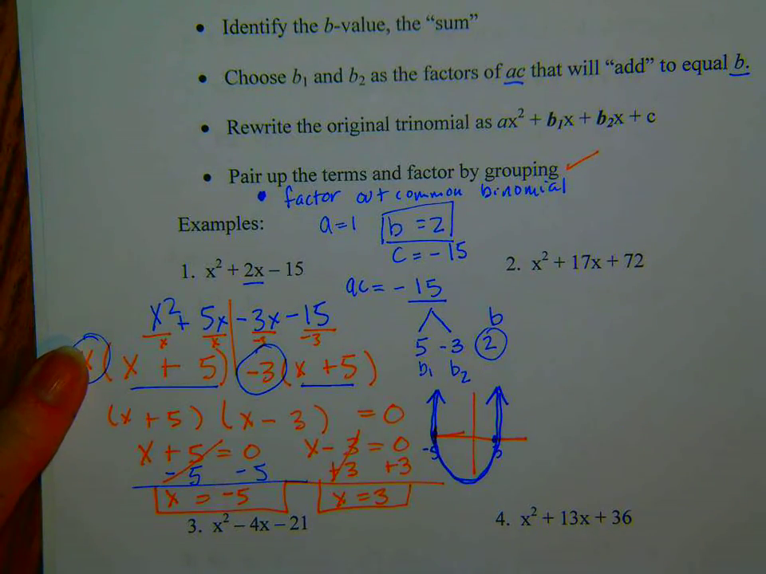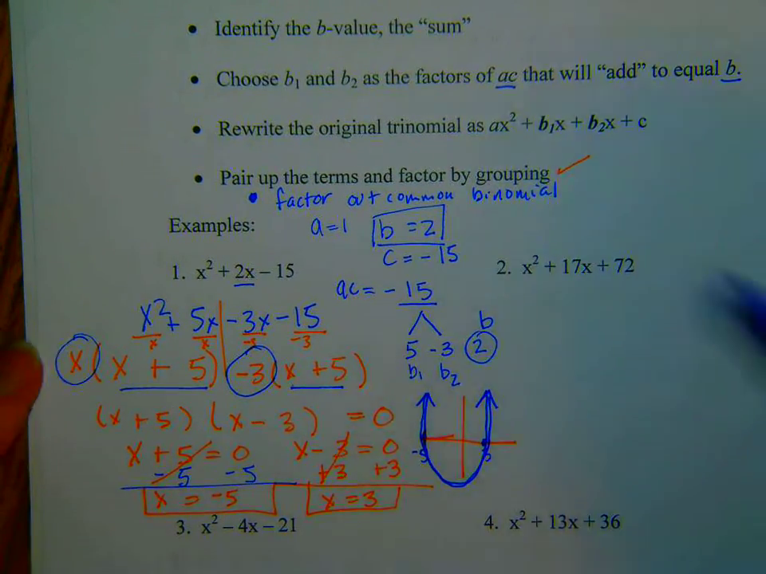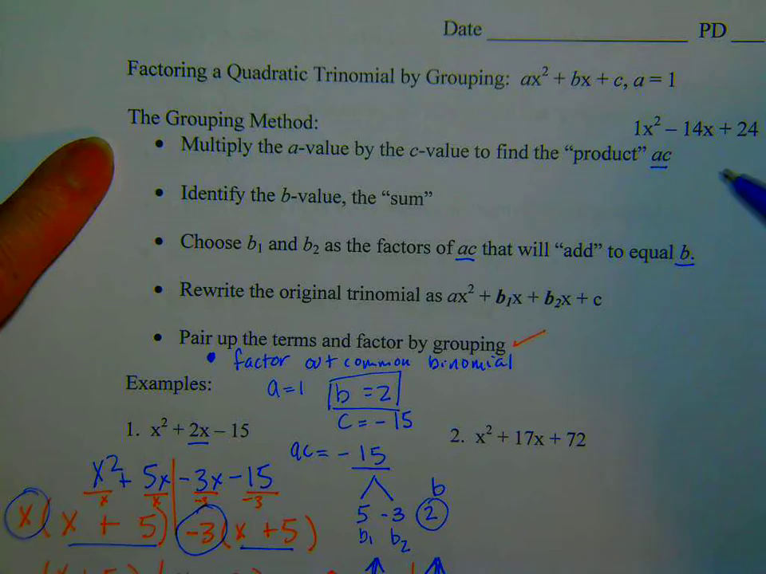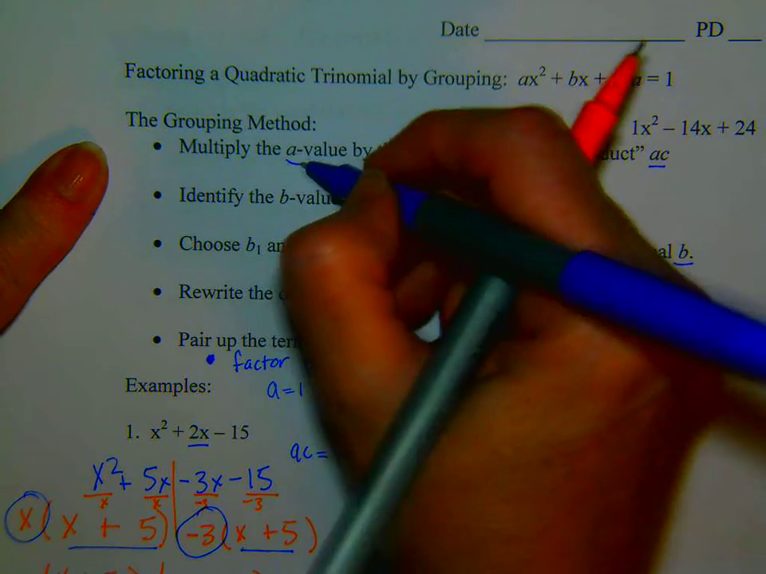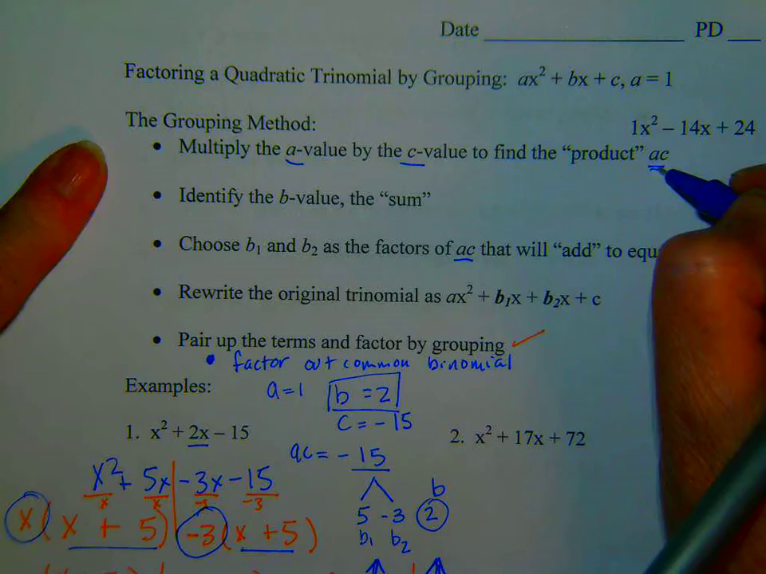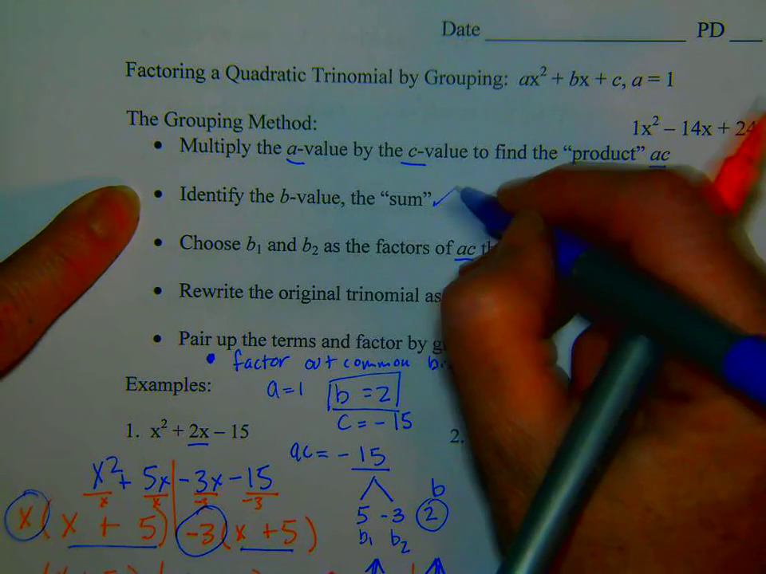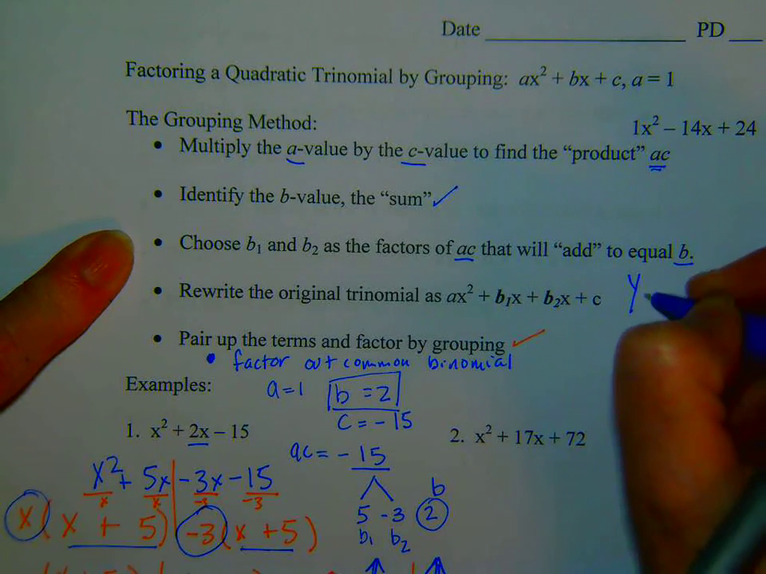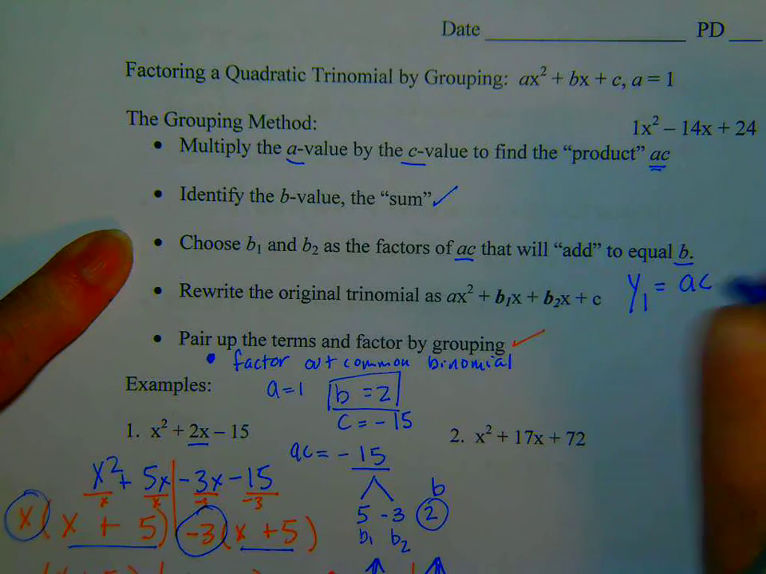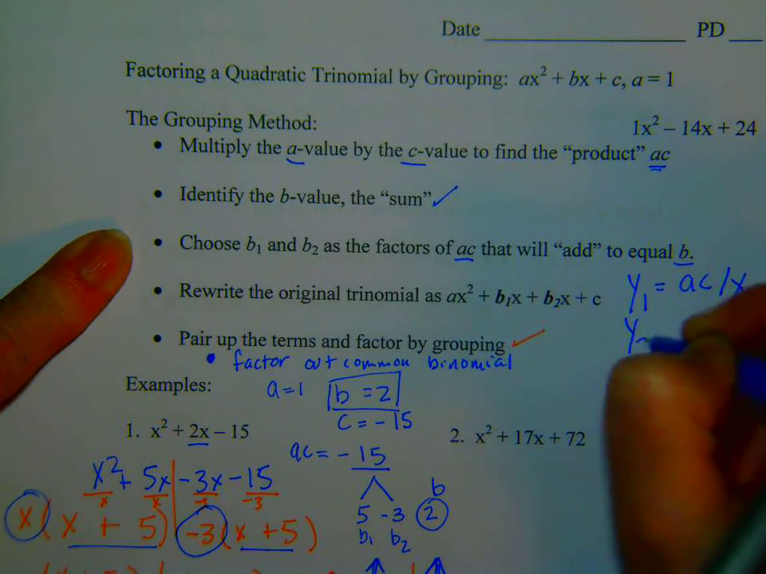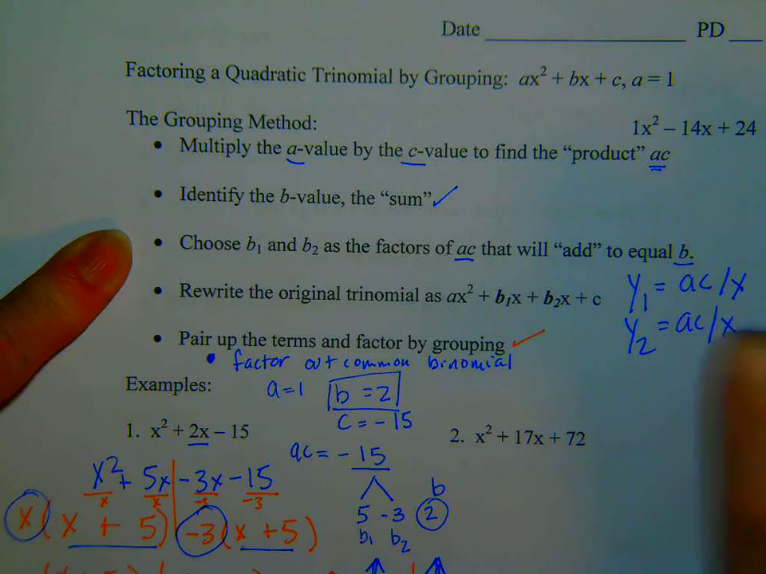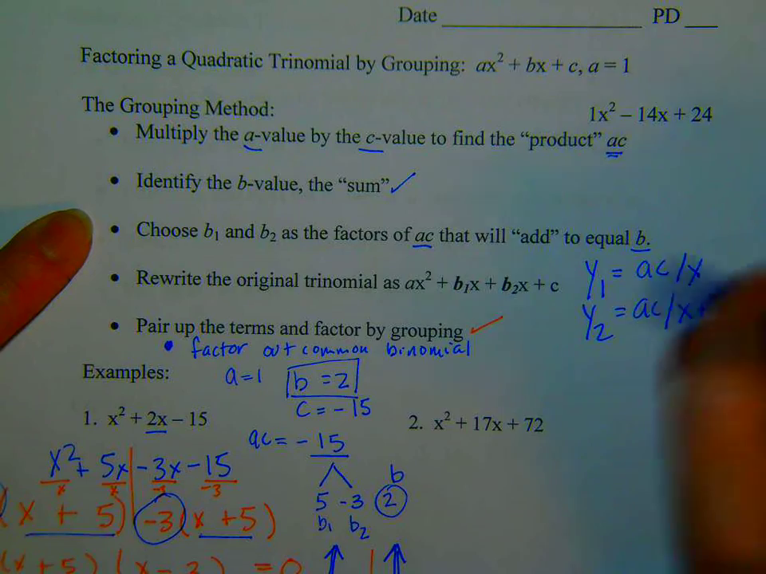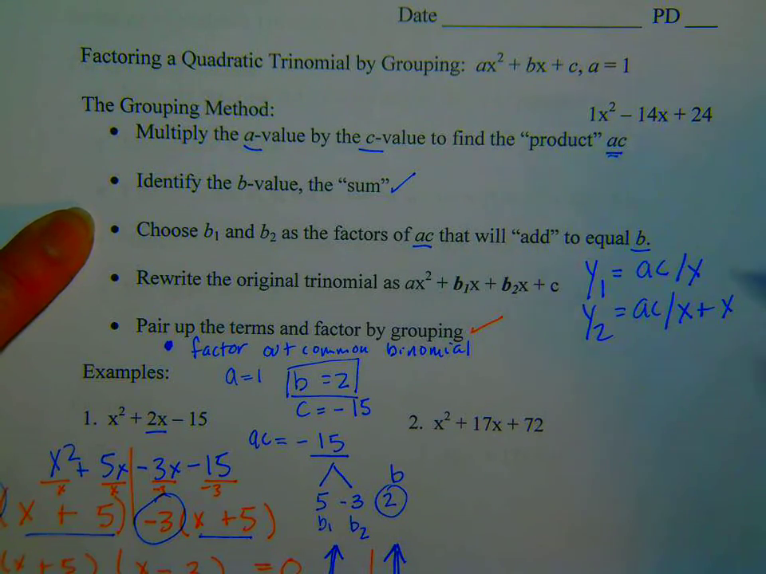Okay? There we go. Now, so that's one example. You've got steps. Let's go through the steps. Multiply the a by the c value to produce AC. Identify the sum b. Find your factors. You can either do it on your calculator, y1 equals AC over x, y2 equals AC over x plus x. So you can either do it on your calculator or you can just solve that by yourself.